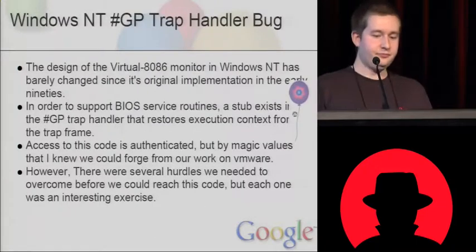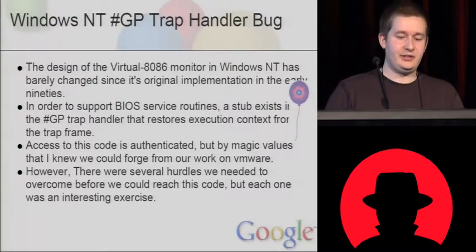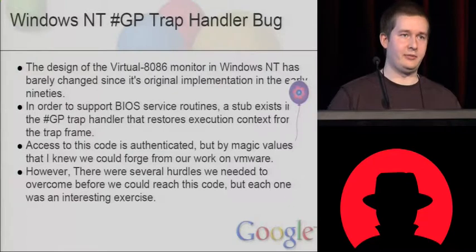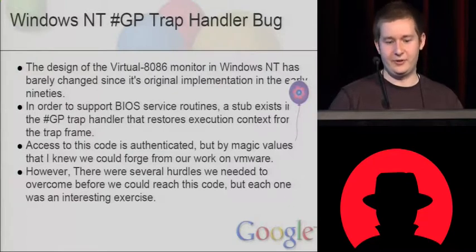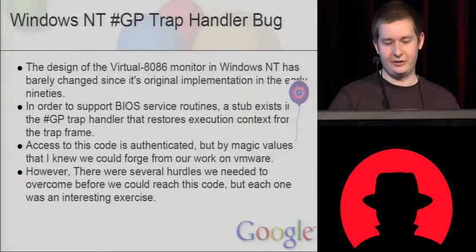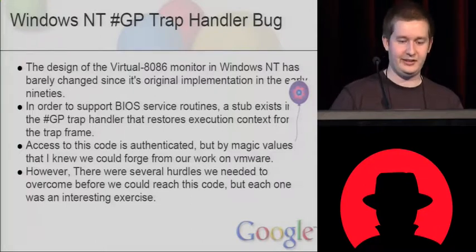So the design of the virtual 8086 mode monitor in Windows NT has really never changed since its implementation in the early 90s. And in fact, if you download these old service packs from ftp.microsoft.com for old, out-of-date versions that they don't support, you can still get a copy of these kernels. They even include public symbols, but obviously they're in DBG format, not PDB like we use nowadays. But you can still parse them and look around. It's kind of archaeology for code, I guess. It's kind of fun.